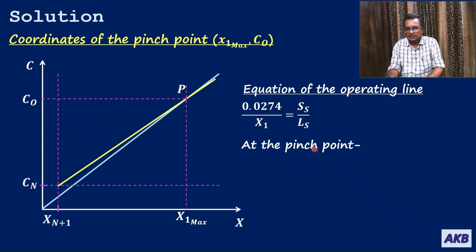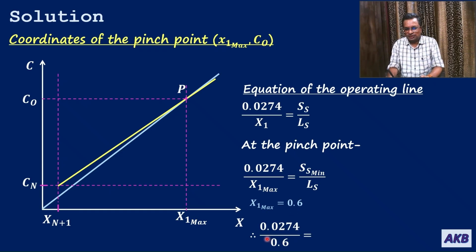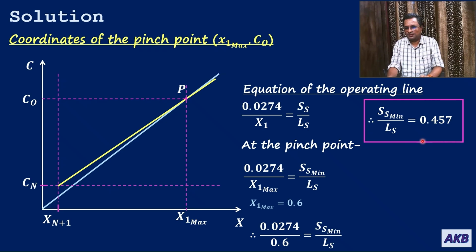At the pinch point, the operating line passes through the pinch point, so the pinch point will satisfy the equation of the operating line. So it will be 0.0274 divided by X1 max is equal to Ss minimum by Ls. X1 max we got, it is 0.06. So it will be 0.0274 divided by 0.06 is equal to Ss minimum by Ls. That is Ss minimum by Ls comes out to be 0.457. And that is what we have to report in this numerical.